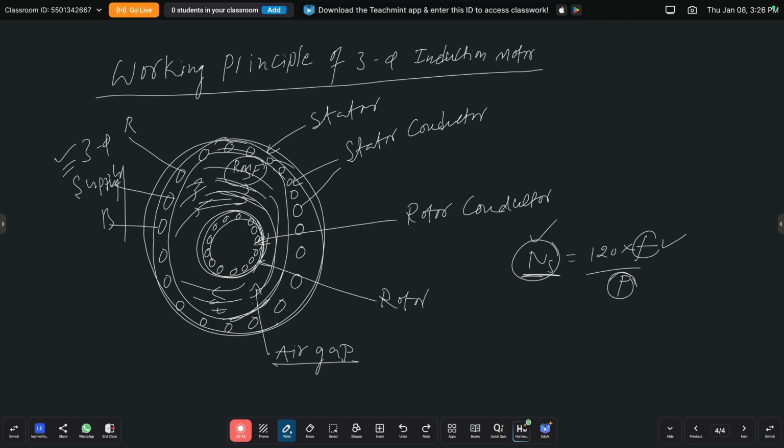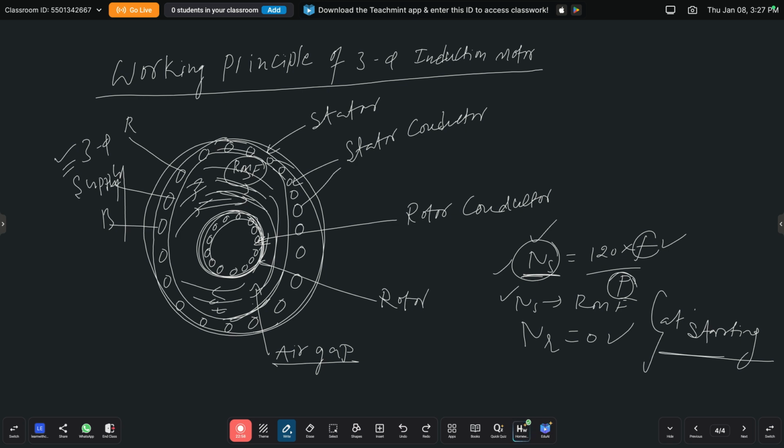The rotating magnetic field produced in the stator winding rotates with this speed. Now the rotor is at standstill. There is no movement in the rotor at the starting. The rotating magnetic field is rotating with the synchronous speed Ns, while the rotor speed Nr is zero initially. At the time of starting, the rotating magnetic field speed is the synchronous speed and the rotor speed is zero.